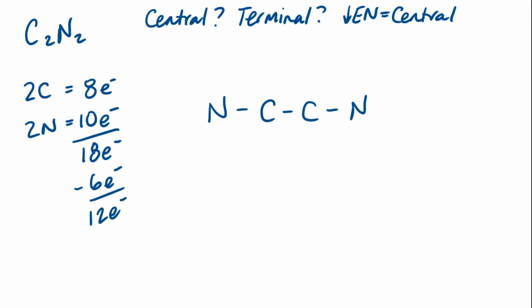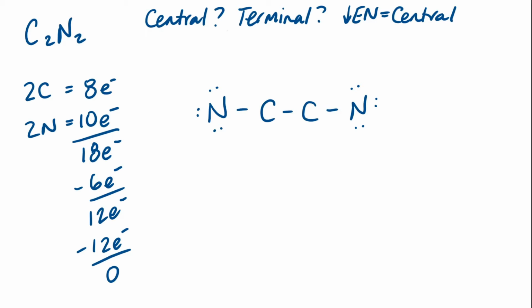Those we're going to arrange around the atoms, starting with the terminal ones first, and then working our way towards the central atoms. So we place 1, 2, 3, 4, 5, 6 electrons around one nitrogen, and we do the same on the other side for symmetry's sake. And that takes away all of the electrons left in our budget. So let's subtract 12 from 12, leaving us with 0 electrons left.